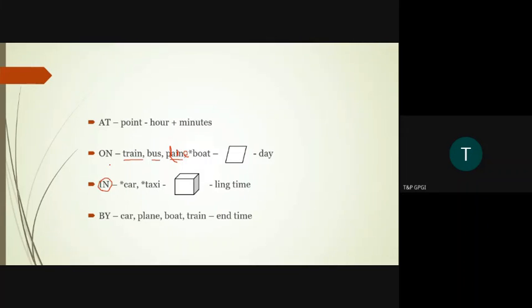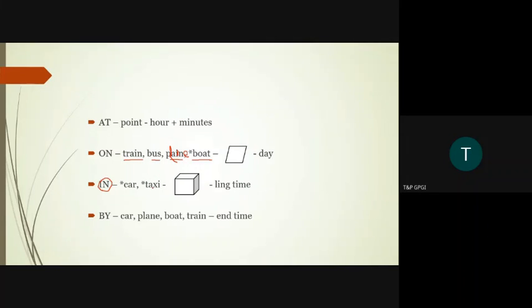Okay, now let's go to in, the third one. At for transportation, on for transportation, now in for transportation. In is funny because there are only two things for in. First is car and another one is taxi. I have marked it with an asterisk over here. Why? Because it's an exception. Boat was an exception too, I told you how.